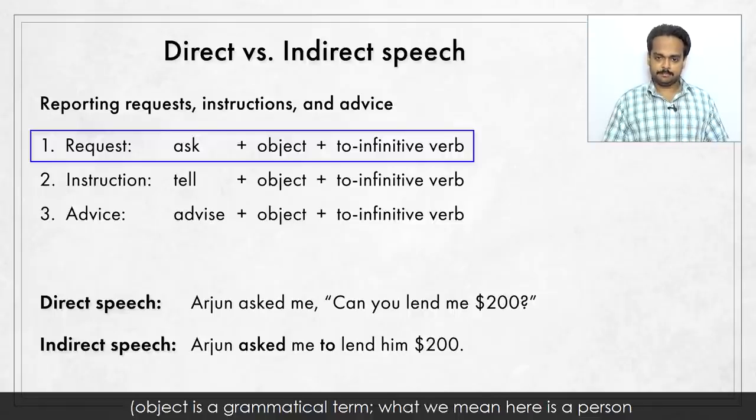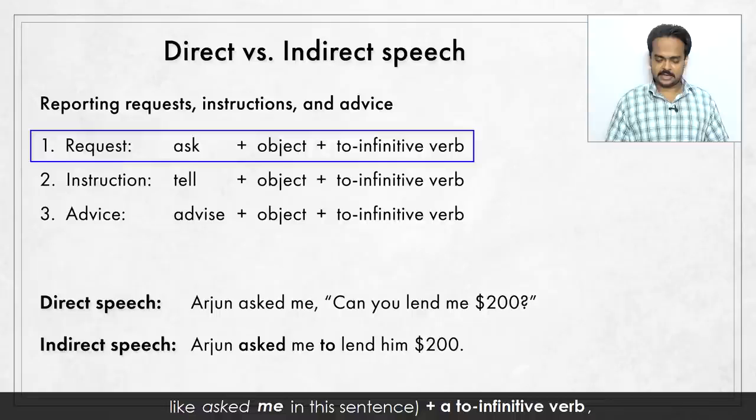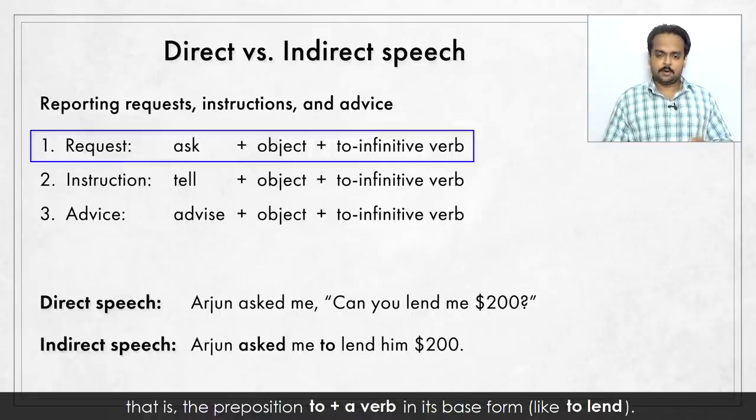What we mean here is a person, like "me" in the sentence "asked me", plus a to-infinitive verb. That is, the preposition to plus a verb in its base form, like "to lend".